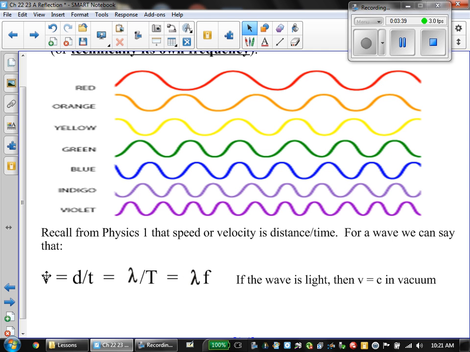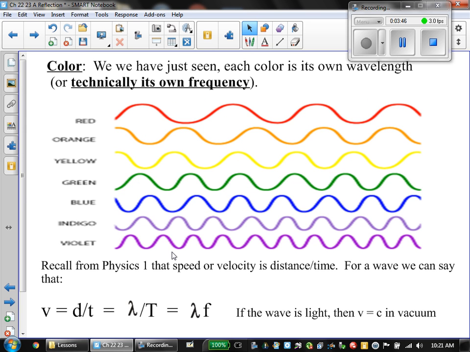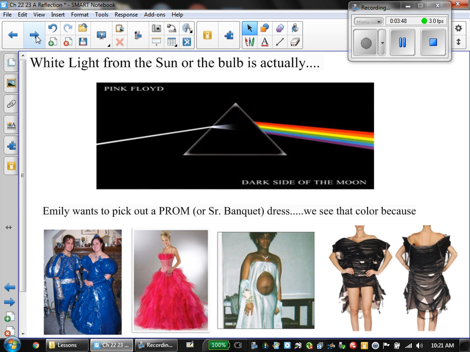That for light, the v is really c. It's that constant. The wavelength times the frequency is the speed of light. And again, we'll come back to this a little bit later.